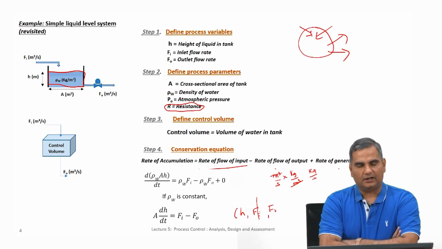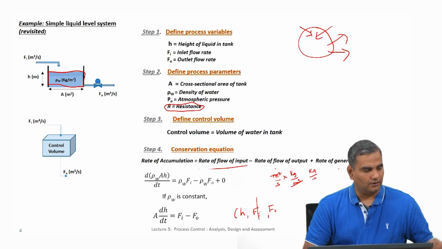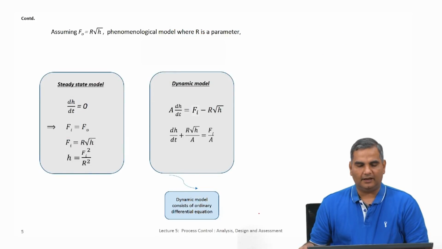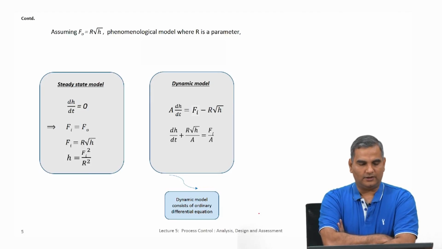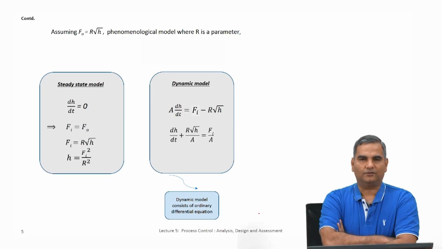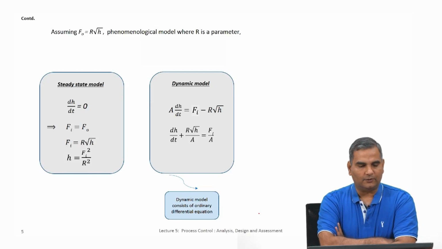So phenomenologically we are going to say the outlet flow is a function of height, and now it is a question of what phenomenological model you use. In this case, you could use a model of this form, which is F naught is R root h. This model form has its basis in physics, but basically this is the phenomenological model that I am going to use. Once I have this, I had an original differential equation, and now I have a second equation which relates F naught and h. So I have two equations and two variables.